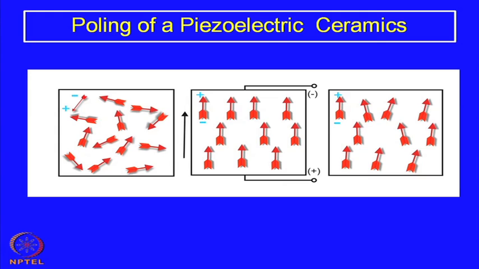So, the process of poling is a very important step in fabricating or preparing a piezoelectric material for device making, or to see the effect of different parameters like pressure and so on. All piezoelectric materials are poled before they are used in a device. So, this is what we call the poling.